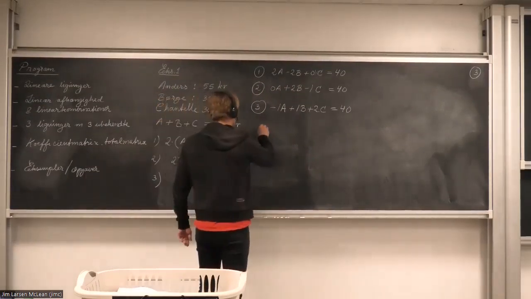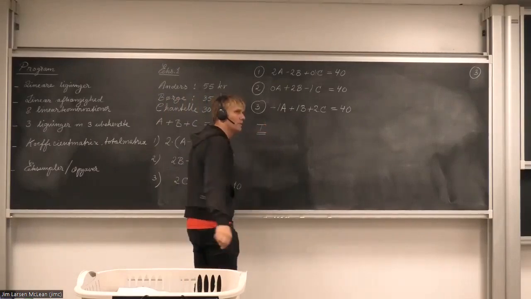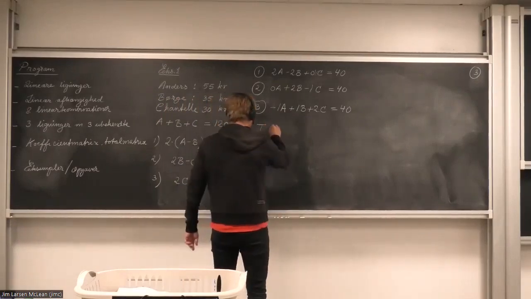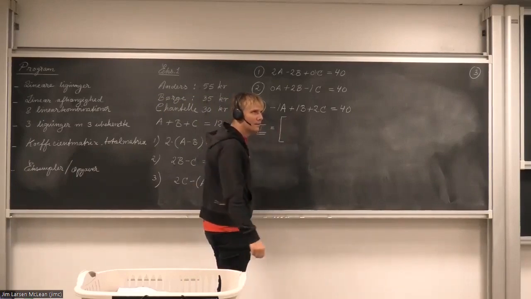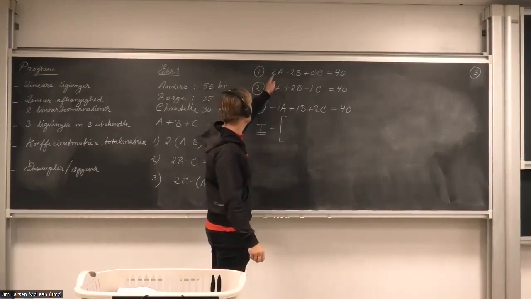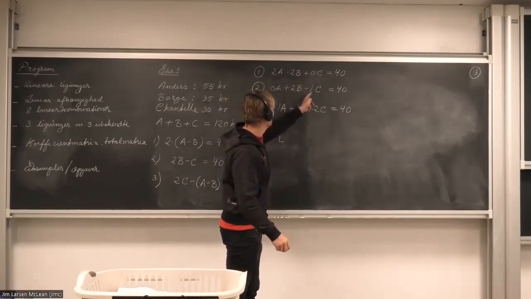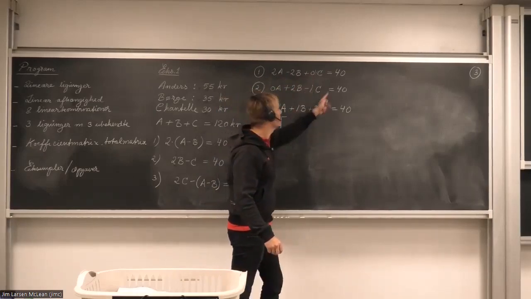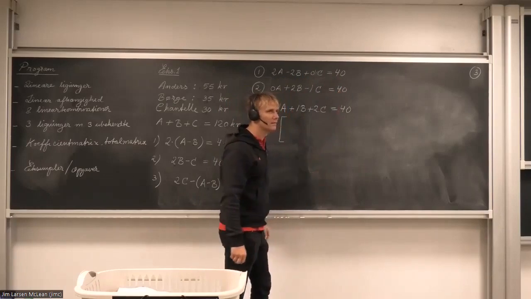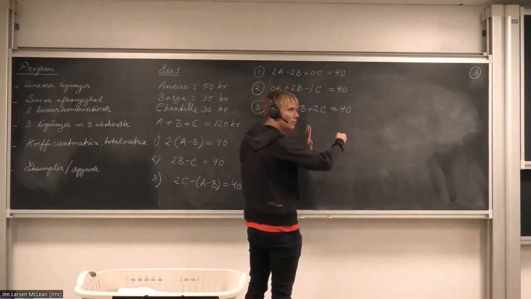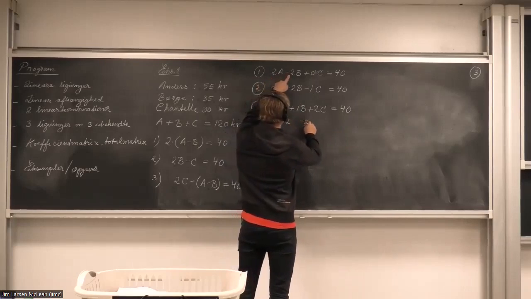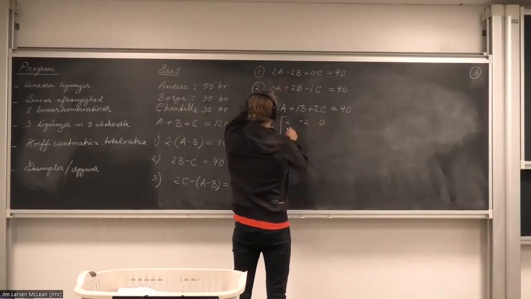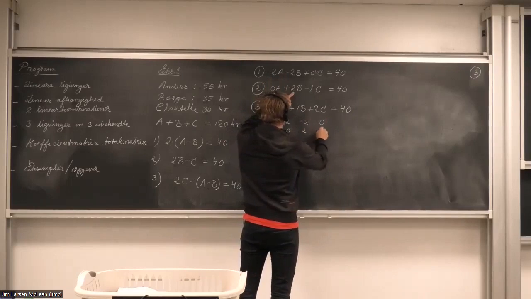Then I write down my augmented matrix for the system of equations. And what was it again? Augmented matrix. It meant a rectangular number scheme where you put all the coefficients and the right-hand side and stitch it together into a big matrix. So it should say 2, minus 2, 0, 0, 2, minus 1, minus 1, 1, 2. The right side is 40, 40, 40.